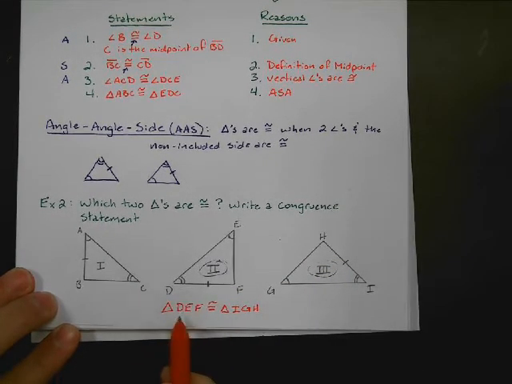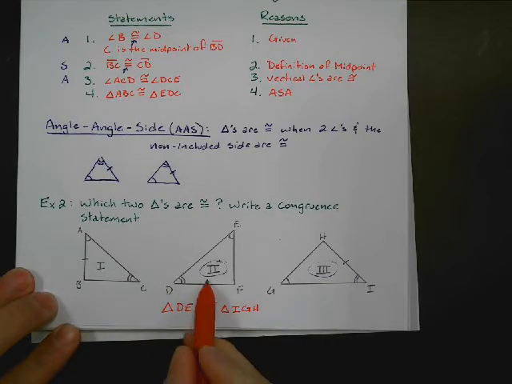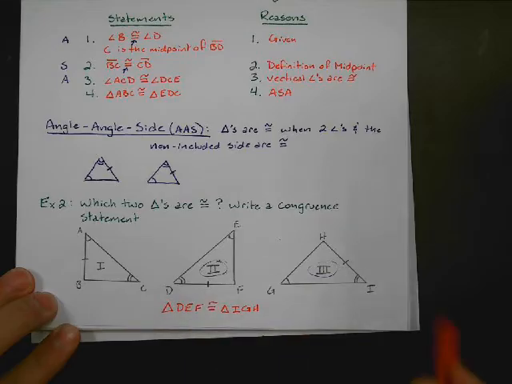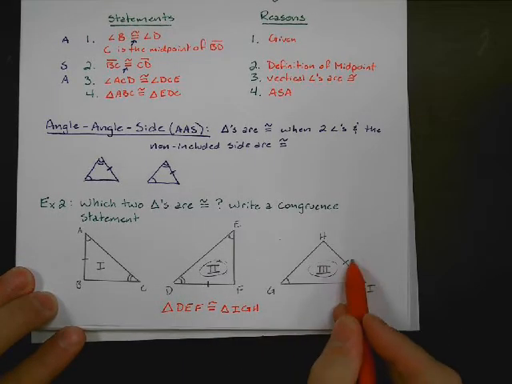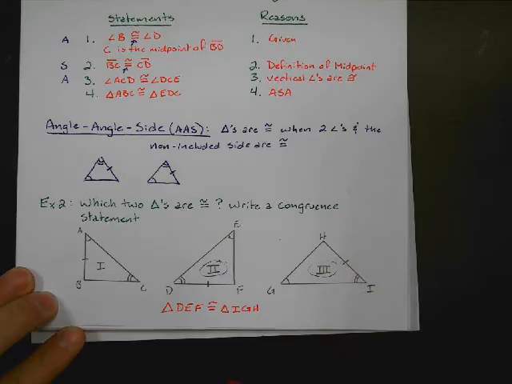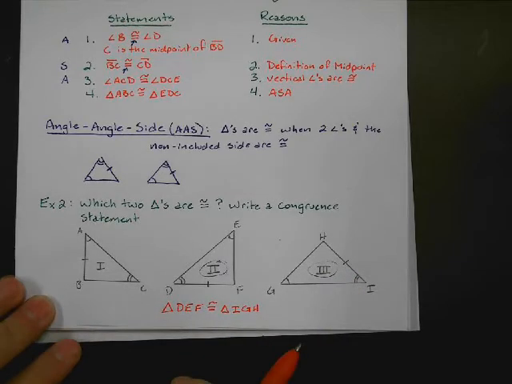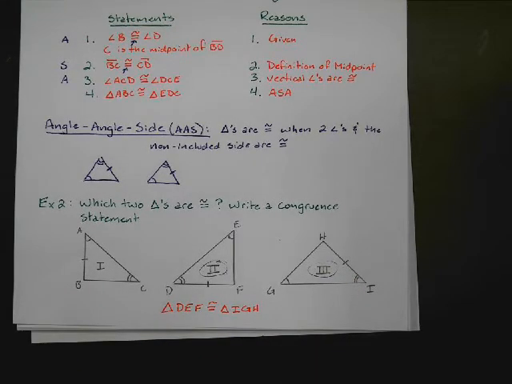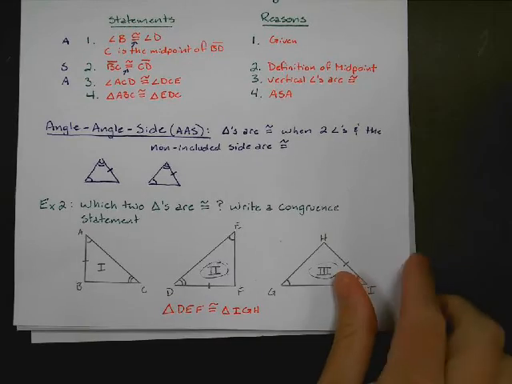Now look at this. DF is the first and last. That's the one with one tick mark on the side. And then over here, the first and last are IH, and that's also the one with one tick mark on the side. So now I can see that my corresponding sides are also matching up when I do it like that. All right, almost done. We've got one more definition that we can start using.